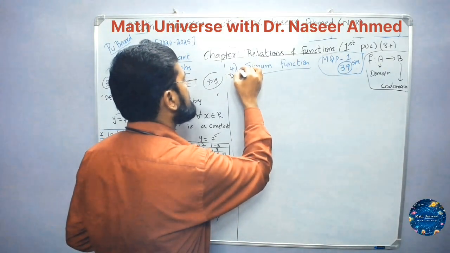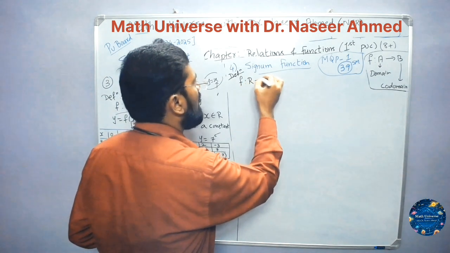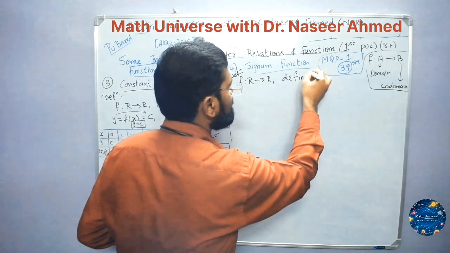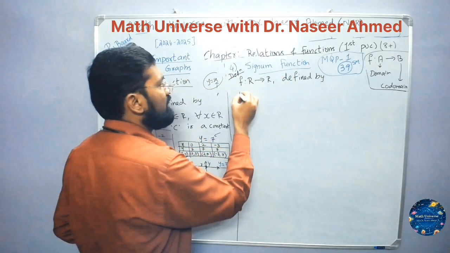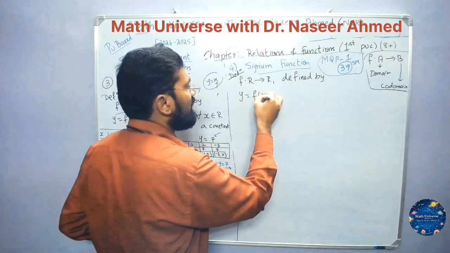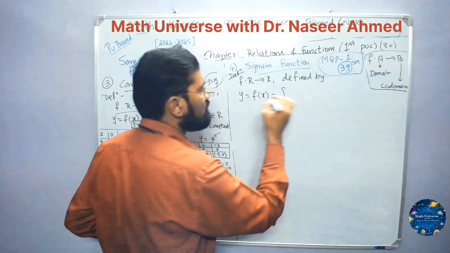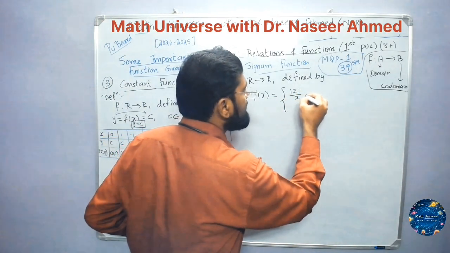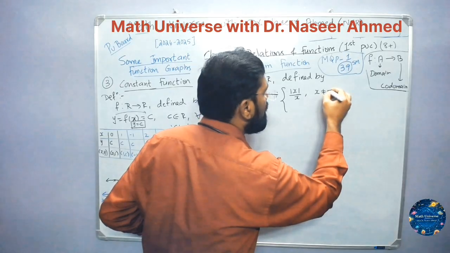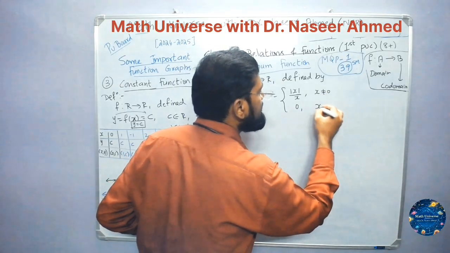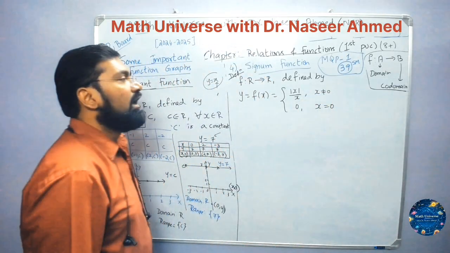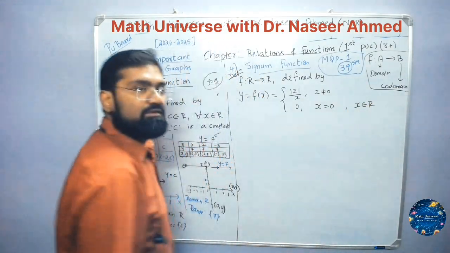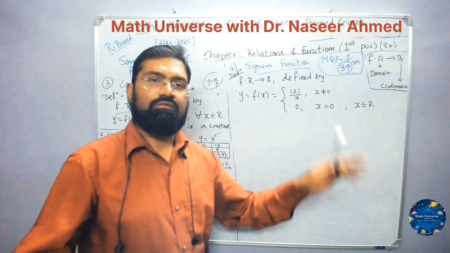f is a function from R to R defined by y is equal to f of x is equal to mod of x divided by x, where x is not equal to 0, and 0 when x is equal to 0. And again, what is x? A real number. That's what you can see now. 0 and non-zero, all are covered.